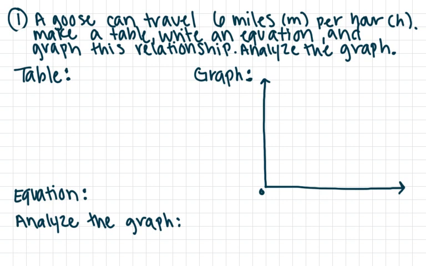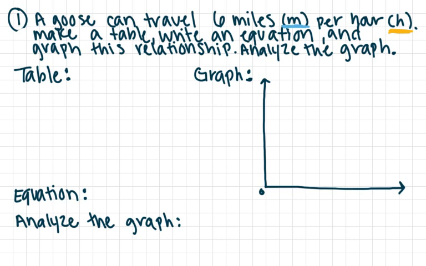Here is the first problem. It says a goose can travel 6 miles m per hour h. Now something real quick before we continue on, notice that they're giving us the letters that they want us to use. We have m for miles and then we have h for hours. So instead of using x or y or some of those common variables that we have been using, we're now using specific letters for our problems.